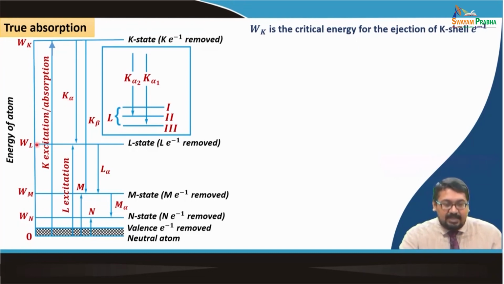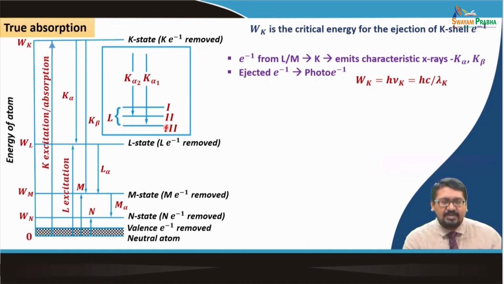Now, you see L has 3 subshells, L1, L2 and L3, and it is shown here. When an electron falls from L3 to K, it is K alpha 1, and when it falls from L2 to K, it is K alpha 2, right. As I said, electrons from L produce K alpha, electrons from M produce K beta, and these are the characteristic wavelengths.